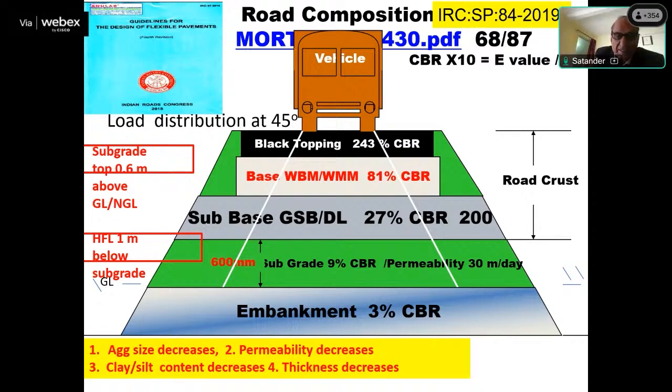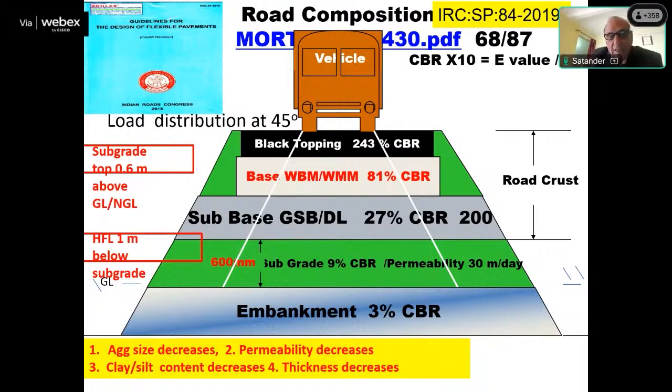Uniformly, suppose the embankment CBR is 3, then subgrade CBR will be 3 into 3, 9. Then 9 into 3, 27. Then 27 into 3, 81. 81 into 3, 243. If you multiply CBR into 10, you get E value. The E value between layers is 2400 roughly. So there should be uniform increase in the strength.